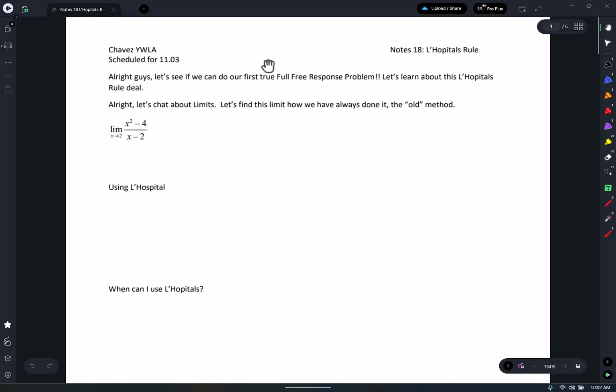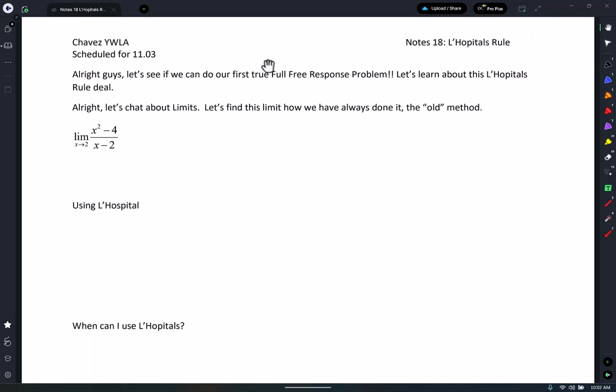All right, here we go. So this is pronounced L'Hopital's, or sometimes I guess people call it hospital. But I guess I call it L'Hopital's. Google it later on, YouTube it, see how they pronounce it. So what is L'Hopital's rule?